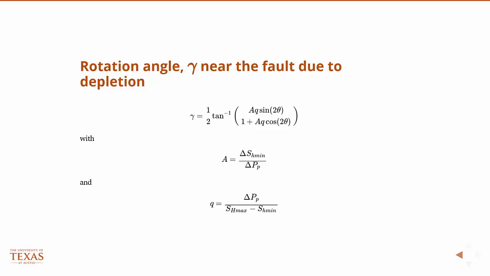There's nothing particularly special about it, but it is the ratio of the change in pore pressure modulated by the principal stress difference, right? So there you have A is the estimation of change in pore pressure, and then on the board, A equals SH max.